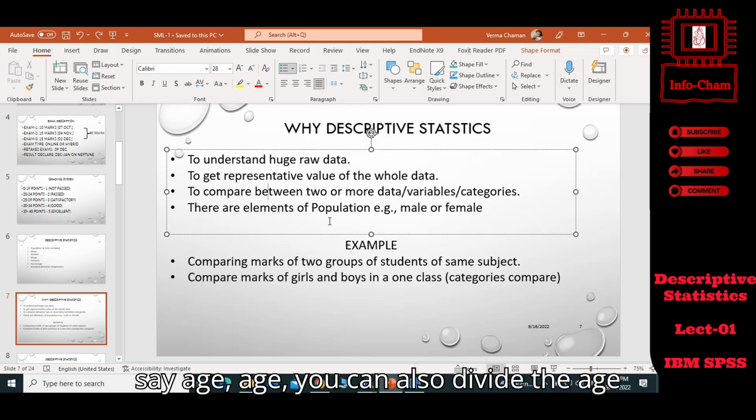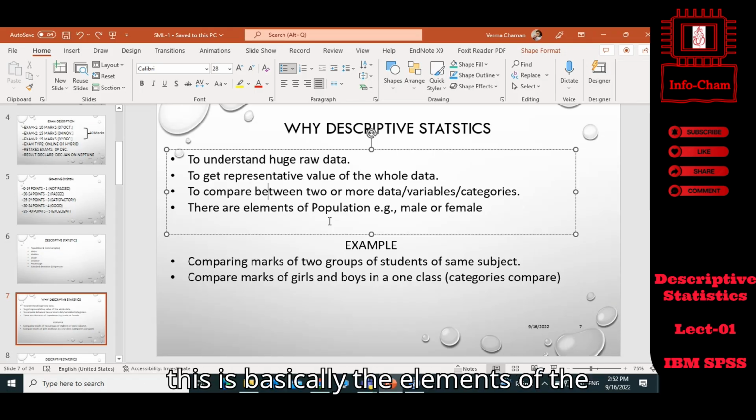If I say age, you can also divide age into different categories, like adult less than 20, about 21, and age above 50. So think about it. This is basically the elements of the population.